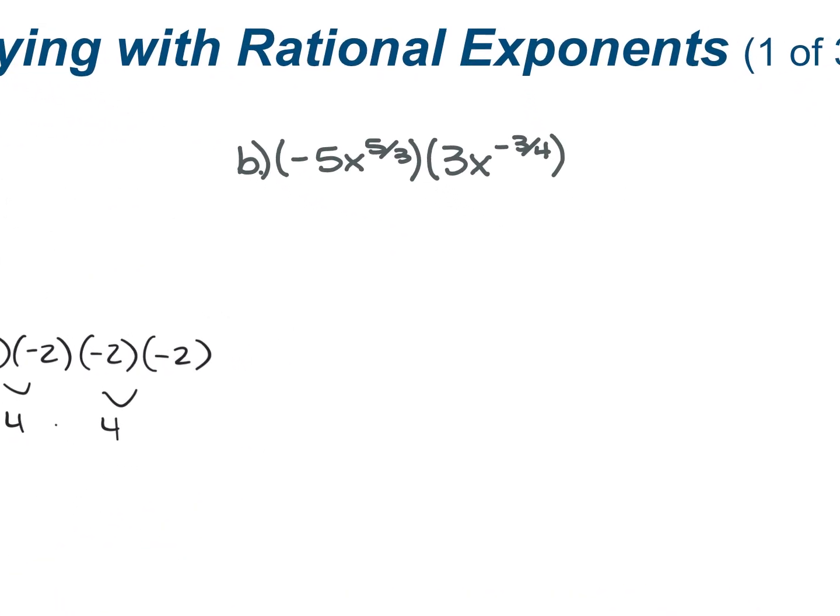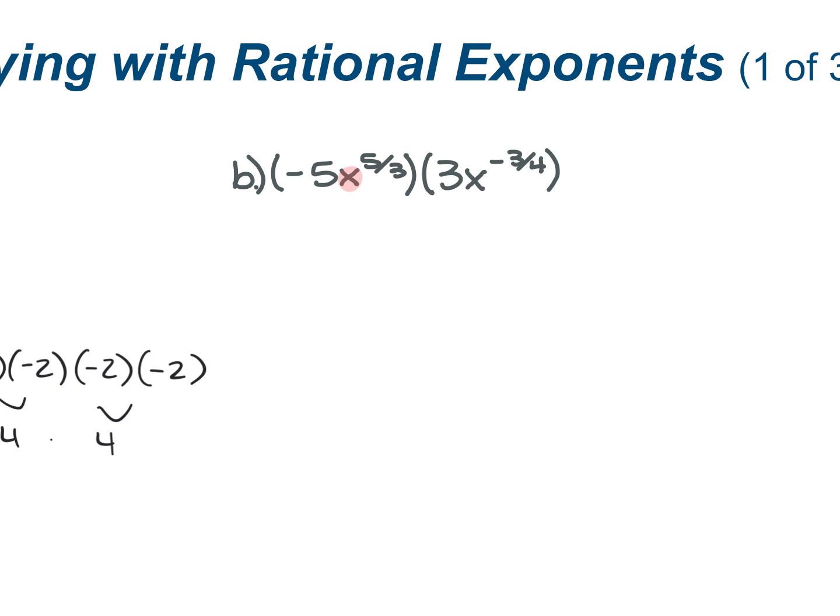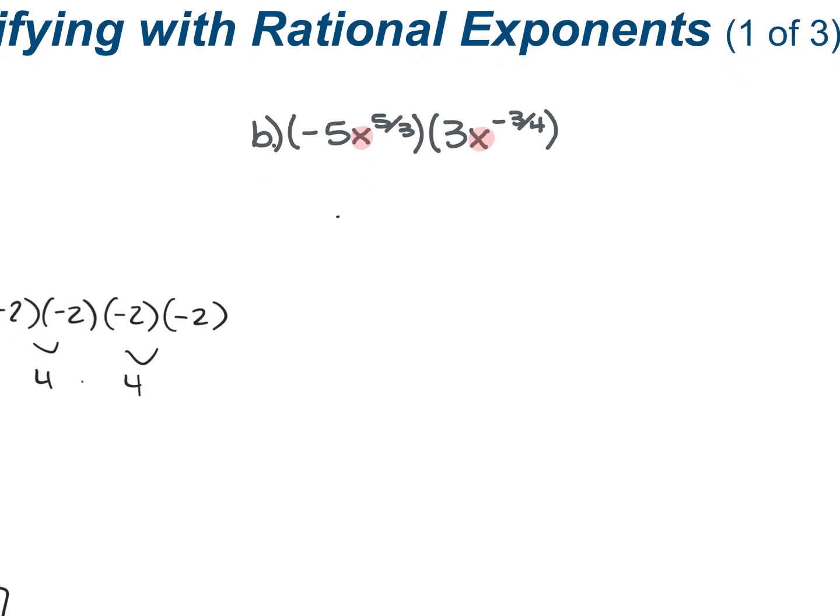So following the previous slide, notice that the bases are exactly the same. So because they are the same, I can just multiply the negative 5 times the 3 and combine the x's, since those exponents belong to that x. It's going to become negative 5 times 3, and then it's x, and at the top is going to be 5 over 3 plus negative 3 over 4. I'm going to write it the way I said it first, just going to end up being a subtraction at the very end. So we're going to be left with negative 15 x to the 5 over 3 minus 3 over 4.